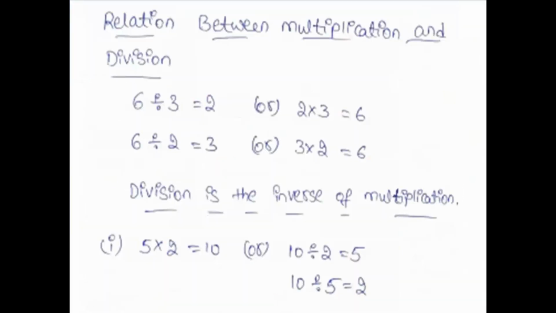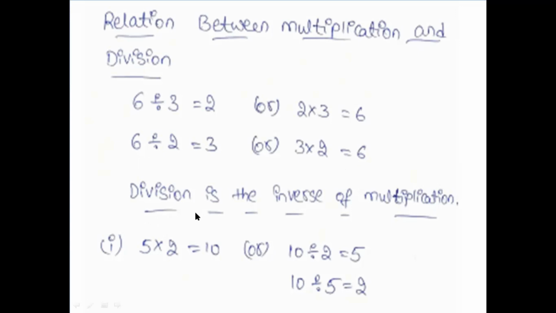Relation between multiplication and division. 6 divided by 3 is equal to 2. Or in multiplication, 2 into 3 is equal to 6. 2 3 ja 6. This is multiplication. Now see here, next example, 6 divided by 2 is equal to 3. This is division. 2 3 ja 6 is multiplication. So this is the relation between multiplication and division.